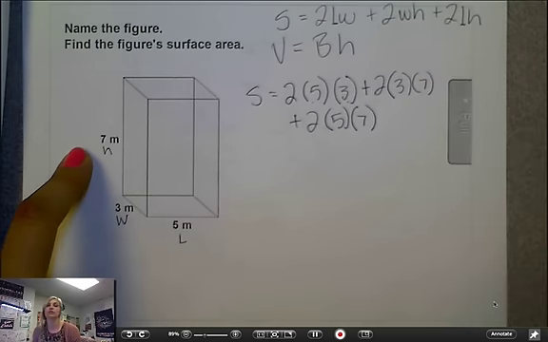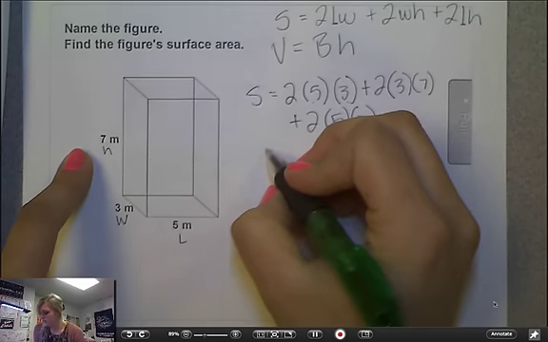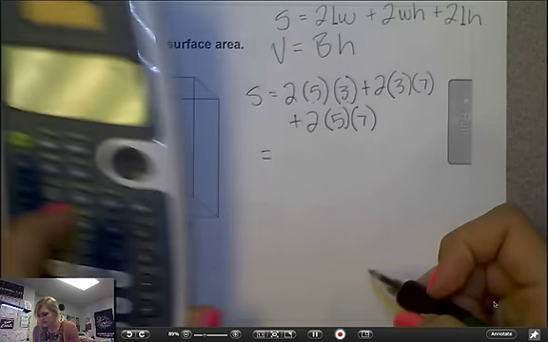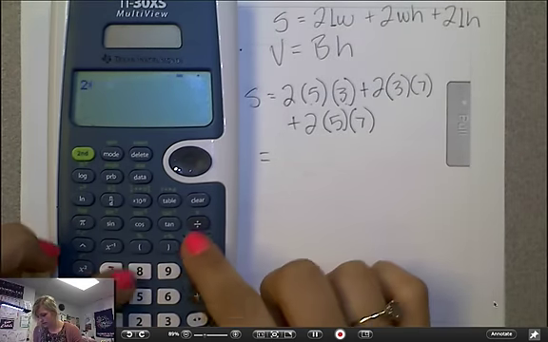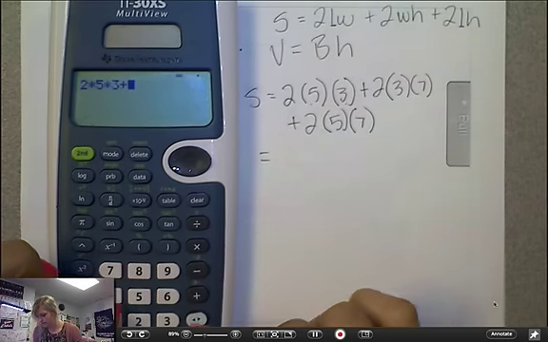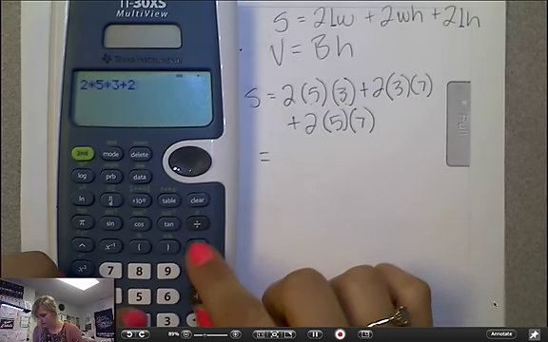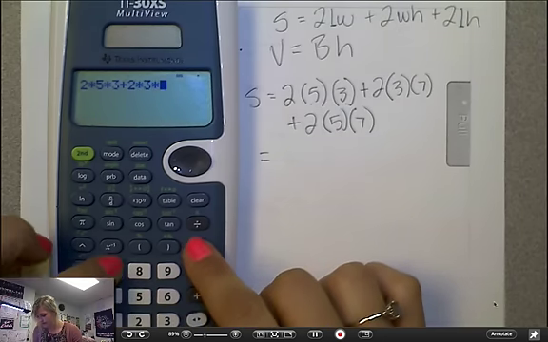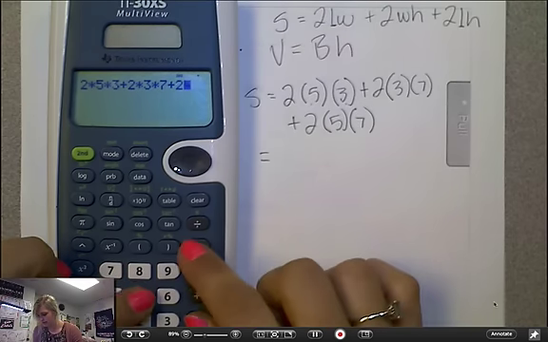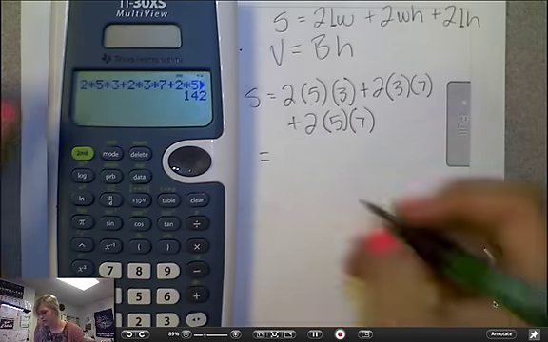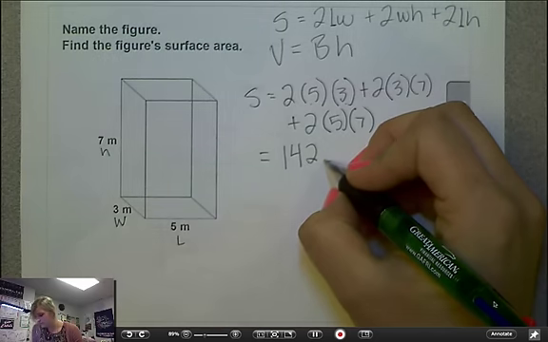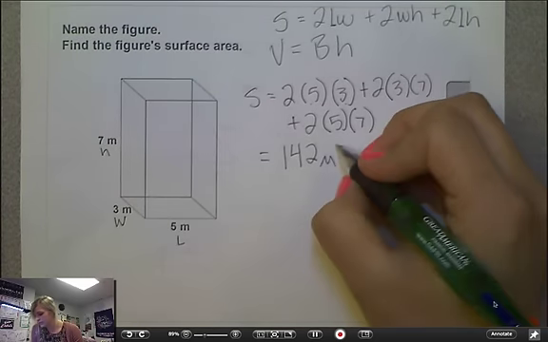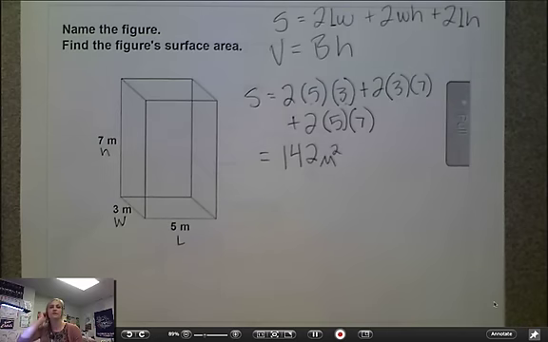And then I can just really type this in my calculator if I want to. And I get my surface area is going to be, if I type this in, I'll show you. 2 times 5 times 3 plus 2 times 3 times 7 plus 2 times 5 times 7. And you get 142. The unit on this one is meters, and since it's area, it's meters squared. So that is the surface area of this rectangular prism.